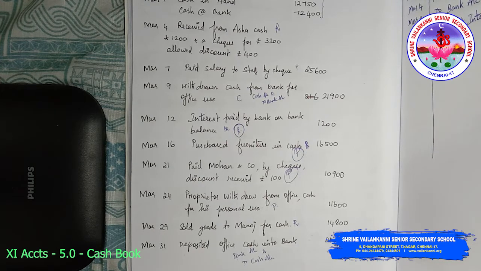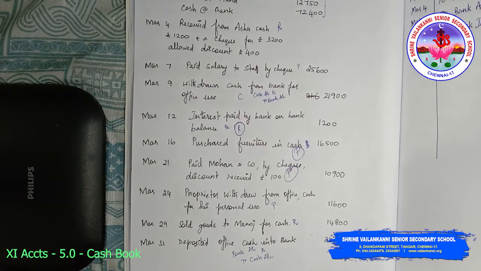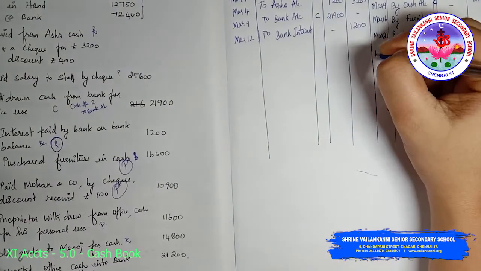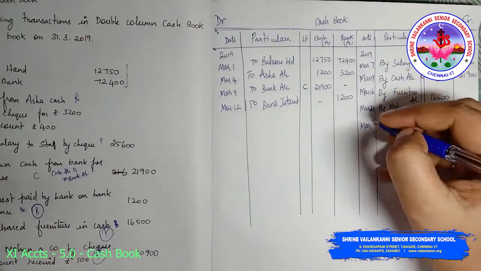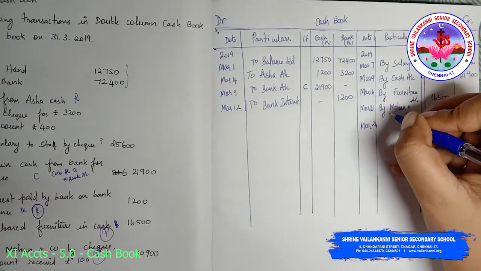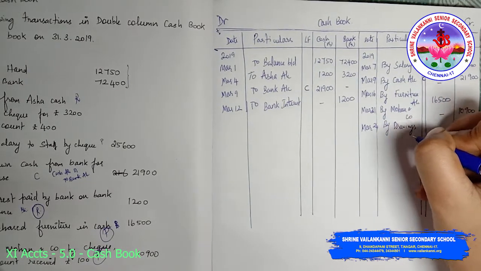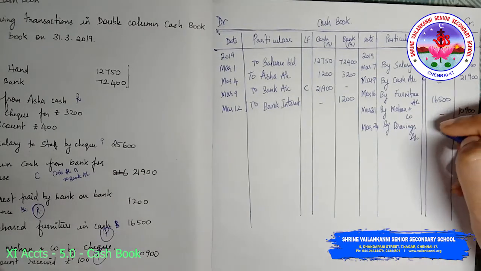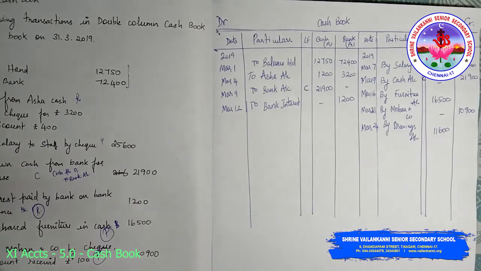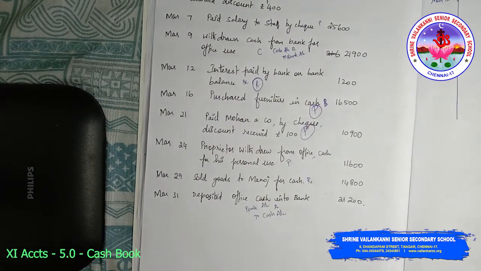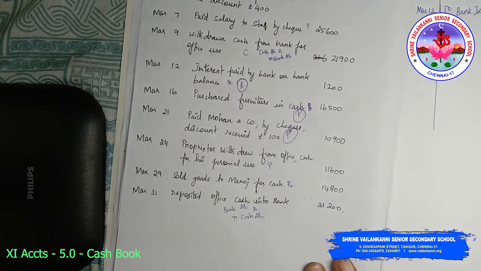Then March 24, proprietor withdrew from office cash for his personal use, which is also to be taken as a payment, but you have to write it as drawings. Drawings account debit to cash account. So I'm writing March 24, by drawings, 11,600. Done. Next, March 29, sold goods to Manoj for cash 14,800.